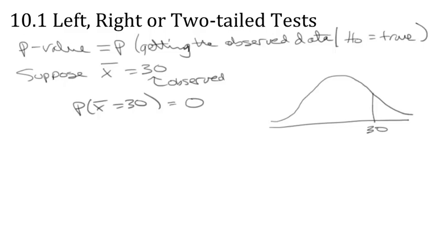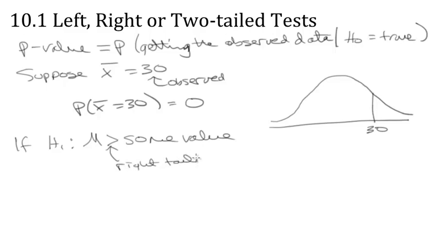But anyway, so now again, I'm not looking at the probability of x bar being exactly 30 if my alternative hypothesis is that mu is greater than some value. This inequality, you can think of it as an arrow pointing in the direction of the tail. This is a right-tailed test. And so in this picture, now I'm trying to find the probability of my p-value is getting an x bar that's greater than or equal to 30. And that area there is my p-value.